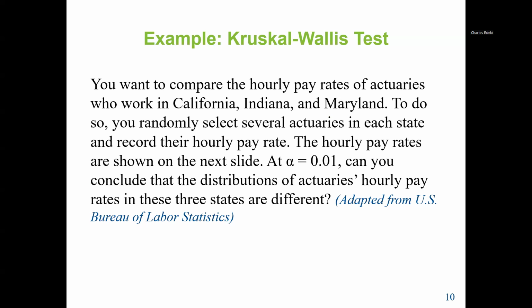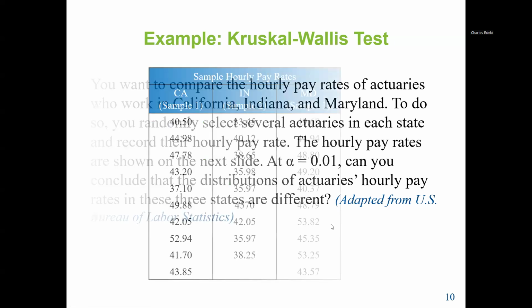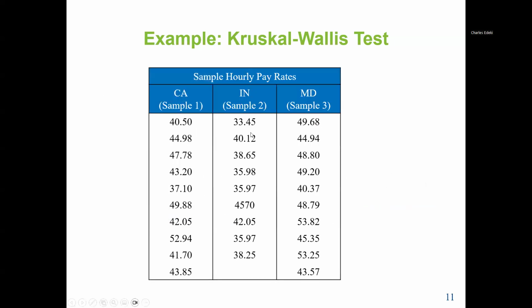Now, the hourly pay rates are shown on the next slide. At alpha 0.01 or 1%, can we conclude that the distribution of actuaries' hourly pay rates in these 3 states is different? Let's look at the data. Based on the data here, we also get the second condition: the sample size is greater than 5 for each sample. So California will be sample 1, Indiana sample 2, Maryland sample 3, and these are their hourly rates.